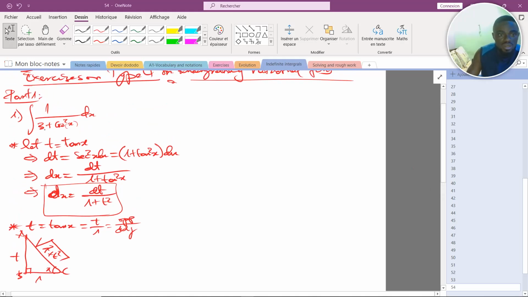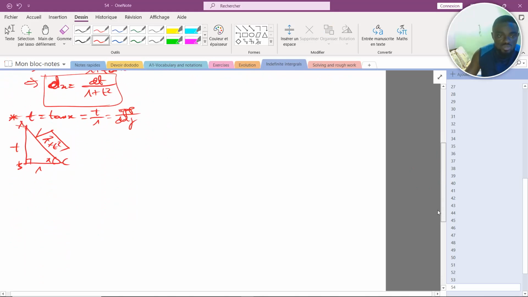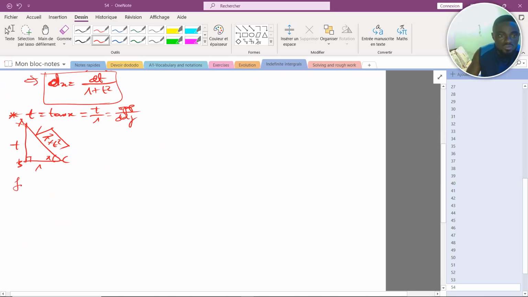In this integral I'm finding, I need to find cos x, because I'll need to substitute it there. So from triangle ABC, I have cos x equals, cos of this angle, adjacent over hypotenuse. So 1 all over the square root of 1 plus t squared.